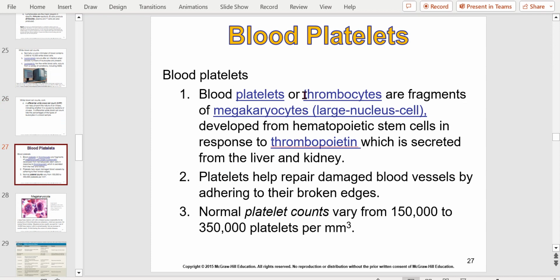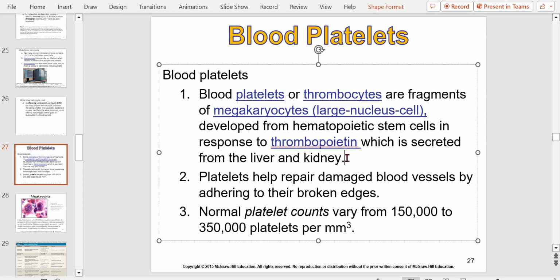Platelets, also called thrombocytes, are fragments of megakaryocytes, large nucleus cells developed there from hemopoietic stem cells in response to thrombopoietin, which is secreted from the liver and the kidney. Platelets help repair damaged blood vessels by adhering to their broken edges. So blood platelets, these are developed from hemopoietic stem cells in response to thrombopoietin. That's the hormone responsible for them being made, secreted by the liver and the kidney.